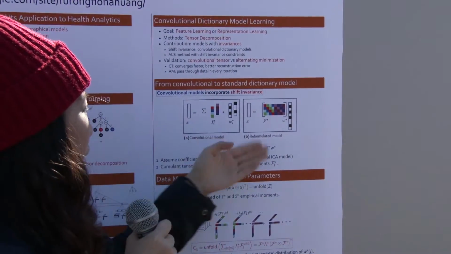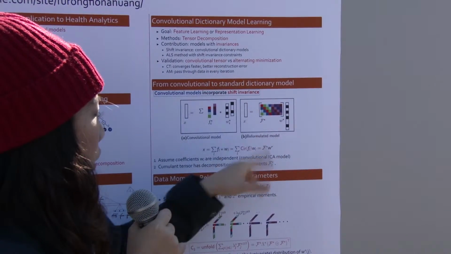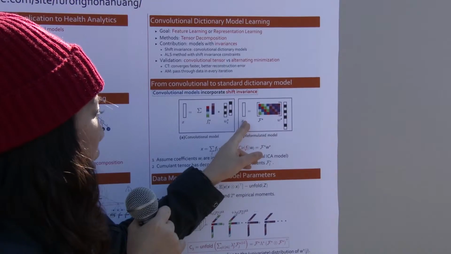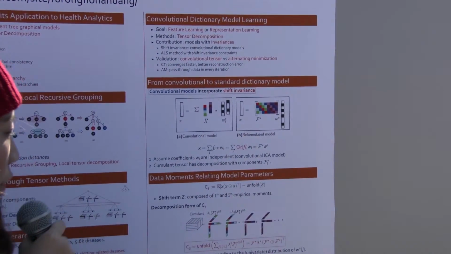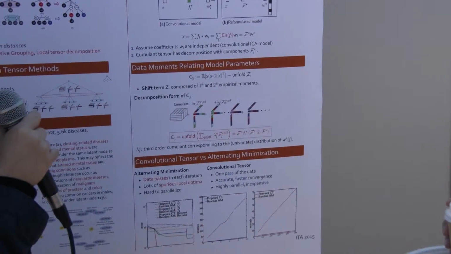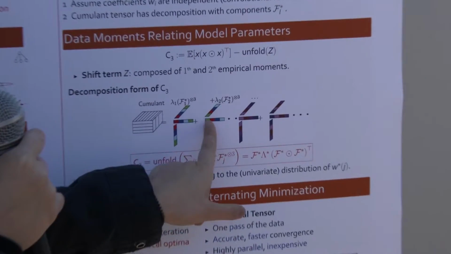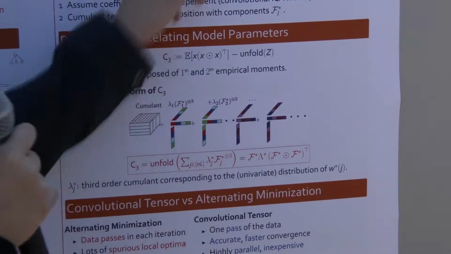Our method uses tensor decomposition by looking at the third-order moment or third-order cumulant of x, the signal. It turns out that if you decompose the cumulant tensor, you can discover the filters exactly, and the shifted versions of the filters exactly.